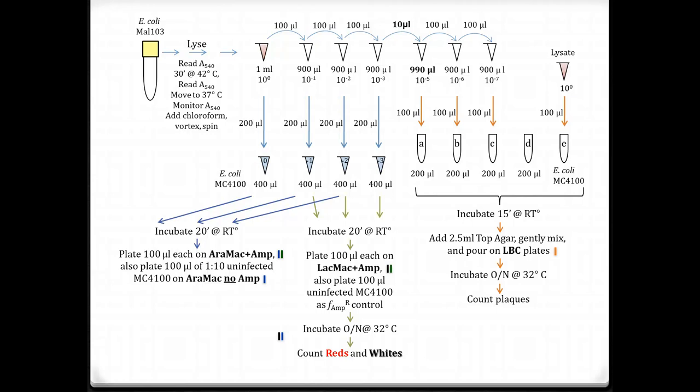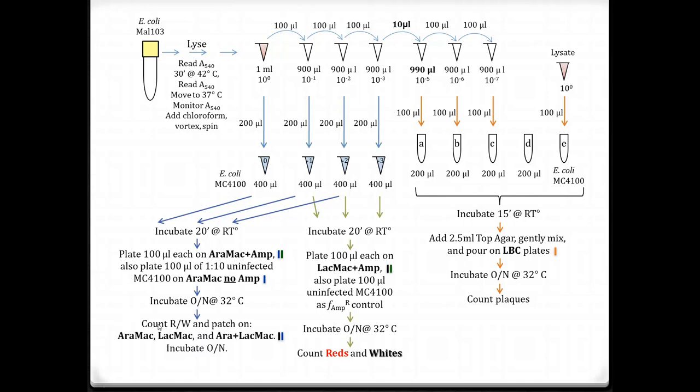Since spontaneous mutations can rescue these cells from arabinose sensitivity, some colonies will show up on this plate, and we'll be able to determine the frequency of spontaneous ampicillin resistance. Let all of these grow overnight at 32 degrees. Again, better later than early. If you don't see anything the next day, you can let them grow a little bit longer, but it's unlikely that anything will change.